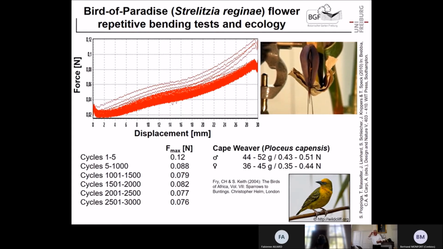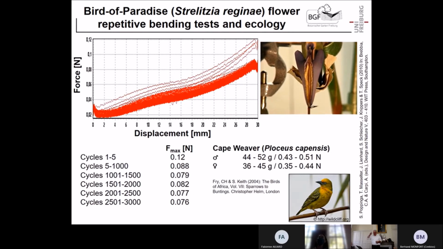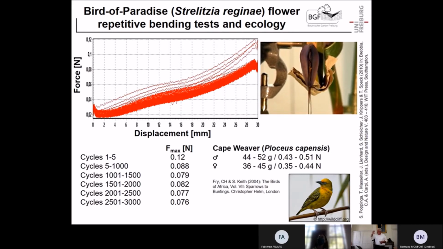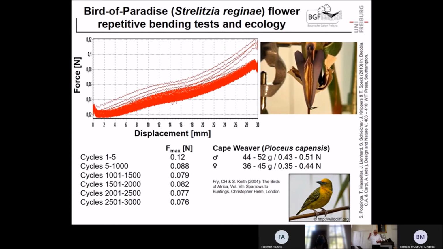So each time a cape weaver or sunbird, which is even slightly heavier, lands on the flower, it will open. Don't ask me why it can be opened 3,000 times. We don't know the biological meaning because from field observations we know that maximum, I would say, 50 to 70 times a flower is visited by a bird, typically below 30 times.